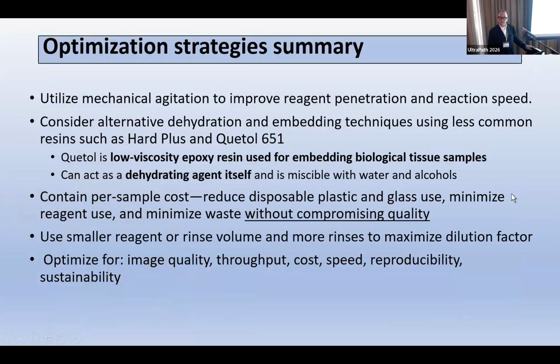Strategies use mechanical agitation to improve reagent penetration. Consider alternative dehydration and embedding. There's some resins that aren't used quite often. This Hard Plus I mentioned, this Ketol 651, it has some interesting properties. Low viscosity epoxy resin for embedding biological tissues and can act as a dehydration agent itself. I have not used it firsthand, but it's something one day I hope I get the opportunity to do.